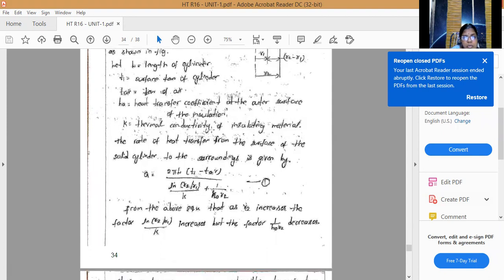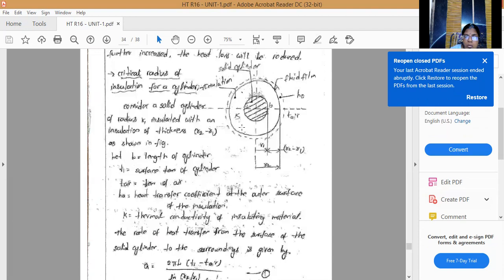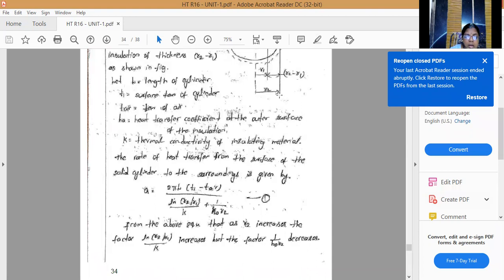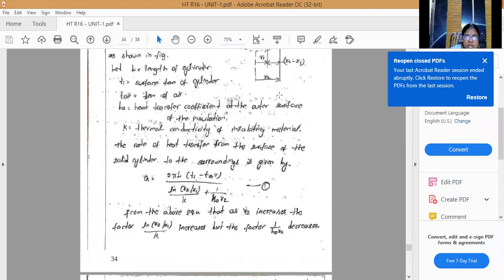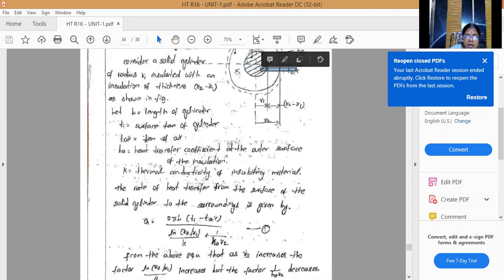The rate of heat transfer from the surface of the solid cylinder to the surroundings is already done in our classroom. In our classroom, we saw that Q is equal to delta T by thermal resistance. Here, inside, conduction takes place through the solid, and from the surface to the air, convection takes place. So Q is equal to delta T by thermal resistance, and here we have two thermal resistances: one is conduction, and the other one is convection from the surface to the air.